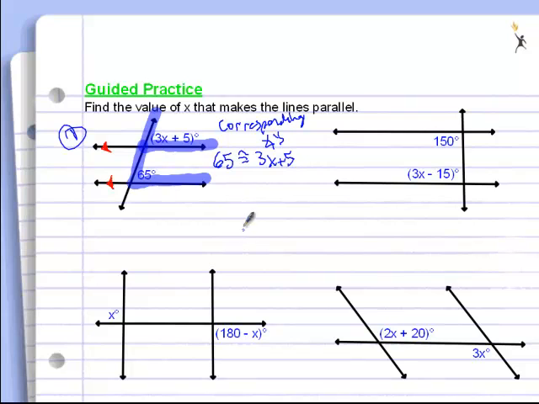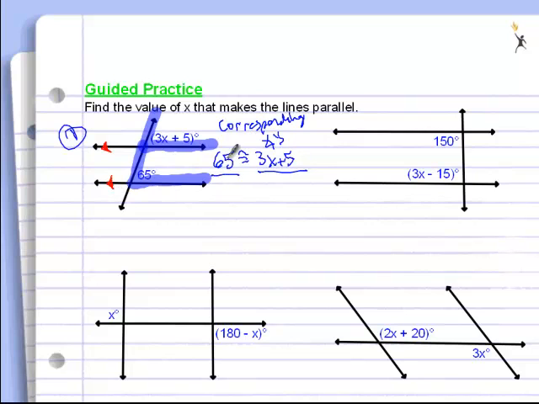If I can solve for x and prove that these two are congruent, or that they're equal, then I will have proven that the lines were parallel. Let me say that again. We assume that the lines are parallel, and if they are parallel, corresponding angles are congruent. If I can somehow prove that this side and this side are congruent, then I will have proven that the lines were parallel. We're assuming it at first, but we eventually prove it, knowing what we know about corresponding angles.